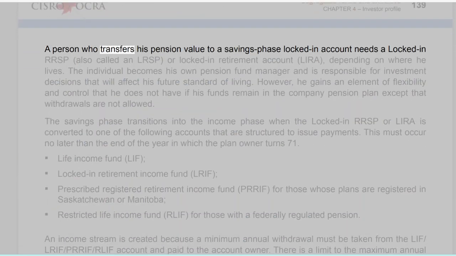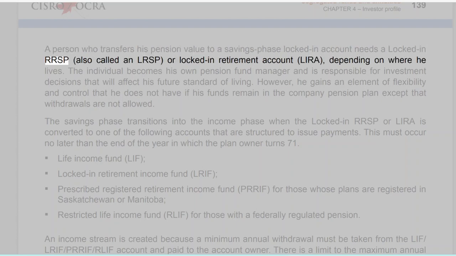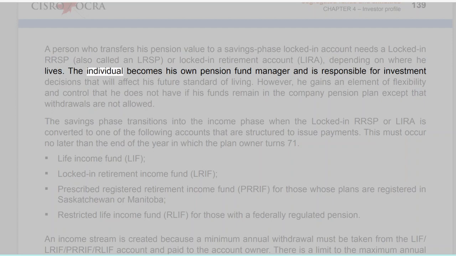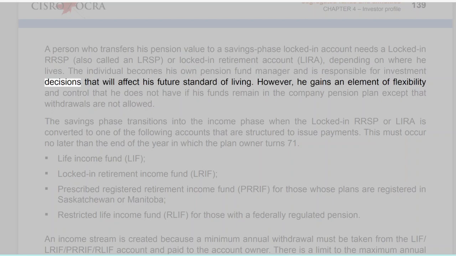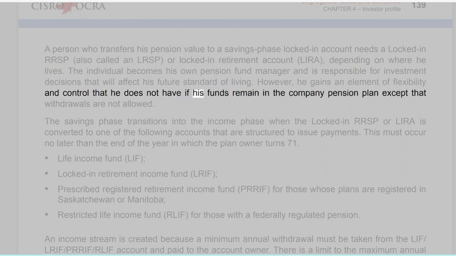A person who transfers his pension value to a savings phase locked-in account needs a locked-in RRSP, also called an LRSP, or locked-in retirement account, LIRA, depending on where he lives. The individual becomes his own pension fund manager and is responsible for investment decisions that will affect his future standard of living. However, he gains an element of flexibility and control that he does not have if his funds remain in the company pension plan, except that withdrawals are not allowed.